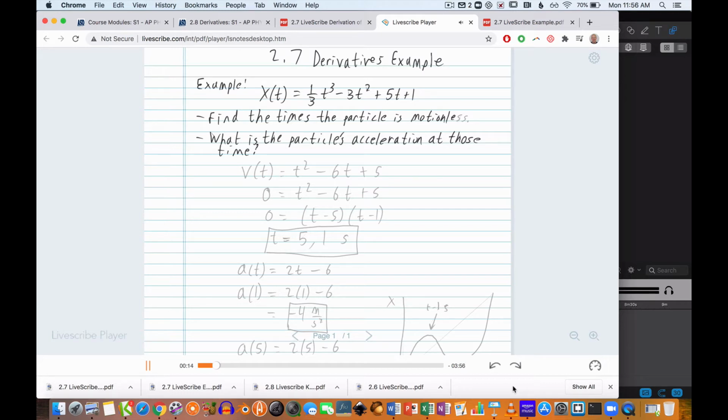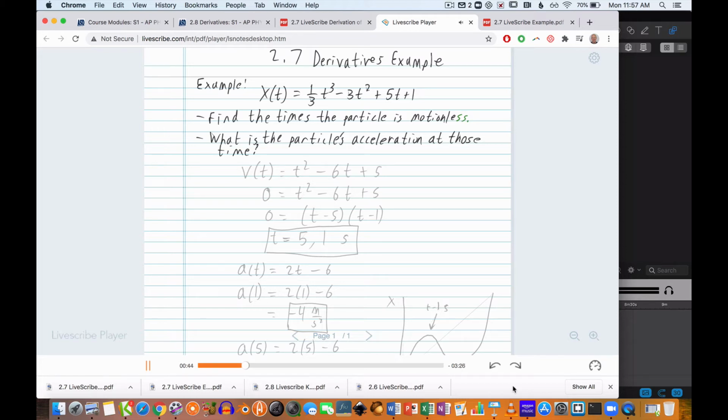Okay, so we're given this equation that describes the motion of a particle, x of t equals 1/3 t cubed minus 3t squared plus 5t plus 1. And we're just trying to find out these two things about it. We want to find the times the particle is motionless, and we want to know what the particle's acceleration is at those times.